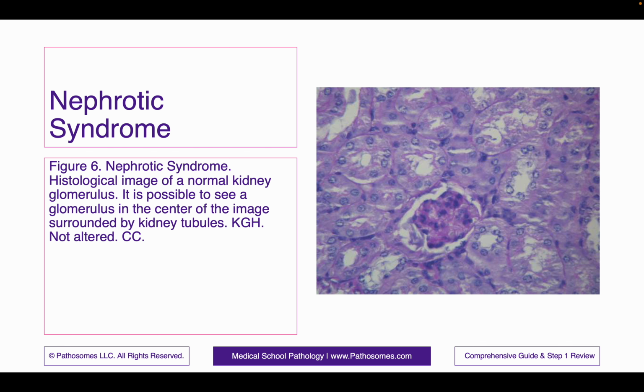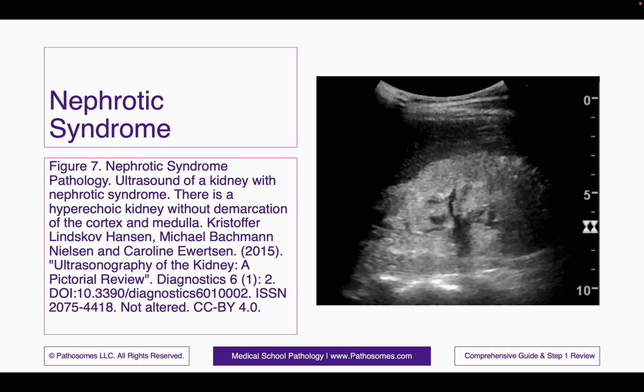And here's another image that you should be aware of. We're seeing that it is possible to see a glomerulus in the center of an image. Now, that is a key microscopic finding that will often show up in cases and be a dead giveaway for what you're actually looking at. So that can help you narrow your differentials in certain settings. And as we know, an ultrasound of the kidney can highlight certain features of nephrotic syndrome, right?